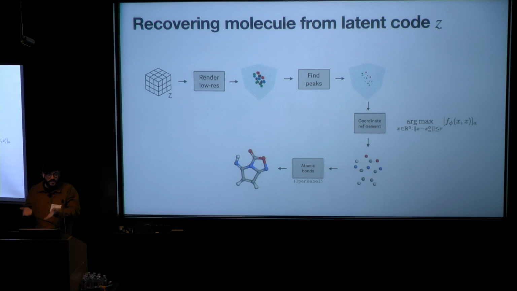And then with those points, we are in the same situation as we are in point clouds once again. And what we do is we get the chemoinformatics software to just find the bonds based on the distance of those point clouds and the identity of those atoms.